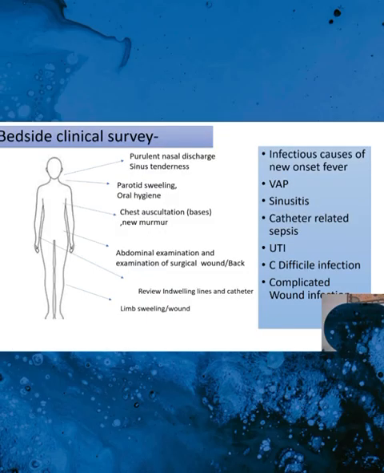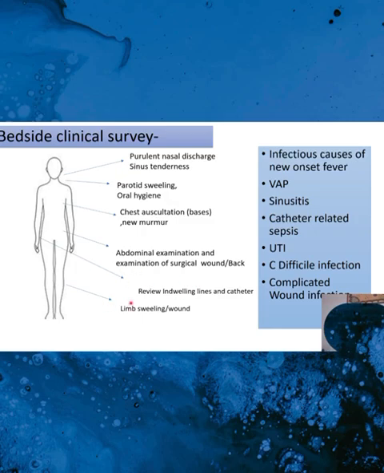Now this is what I was talking about, the rapid sepsis screening. It has to start from head to toe. So what do you do? If your RT is more than 21 days, look for purulent nasal discharge and sinus tenderness. Sometimes sinusitis may be the cause of fever. Check the patient's oral hygiene, parotid swelling, and auscultate the chest. If there is any new murmur or soft tissue injury, suspect infective endocarditis. Check whether the abdominal examination shows abnormal pain or tenderness. Always turn the patient to see for bed sores or wounds. Look at the indwelling lines and catheters for any purulence in that area.